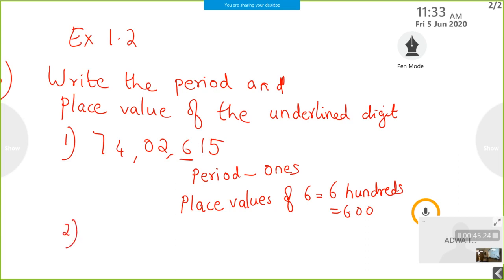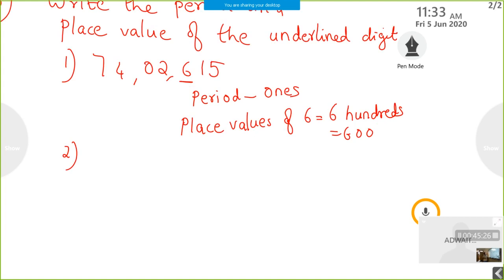Okay, coming to the next question. 14 lakh 1079. This is the second question. Did you see that? A blue color is given there. Which is the colored digit? 1. The first one is the colored digit. So I underline this colored digit. Now the first part of the question is write the period name. This underlined 1 belongs to which period?